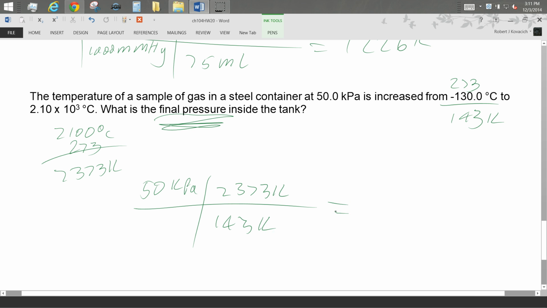So 50 times 2373, divided by 143, and get 829 kilopascals for my new pressure. Are we good with that? I think it's 829.7. Did I get 7? 829.720. Oh yeah, I did get 7, so it should be 830 with a decimal place.